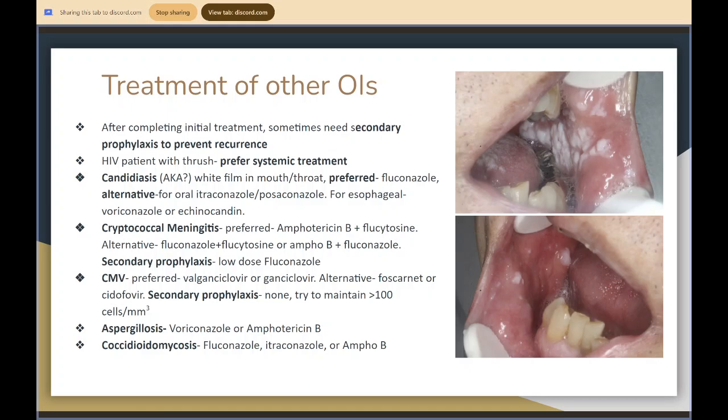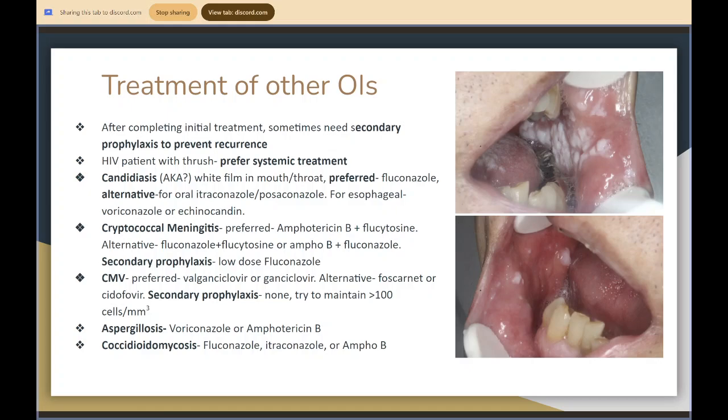Now, cryptococcal meningitis treatment that we prefer is amphotericin B plus flucytosine. Alternatives are going to be fluconazole and flucytosine or ampho B plus fluconazole. Secondary prophylaxis, low dose fluconazole.